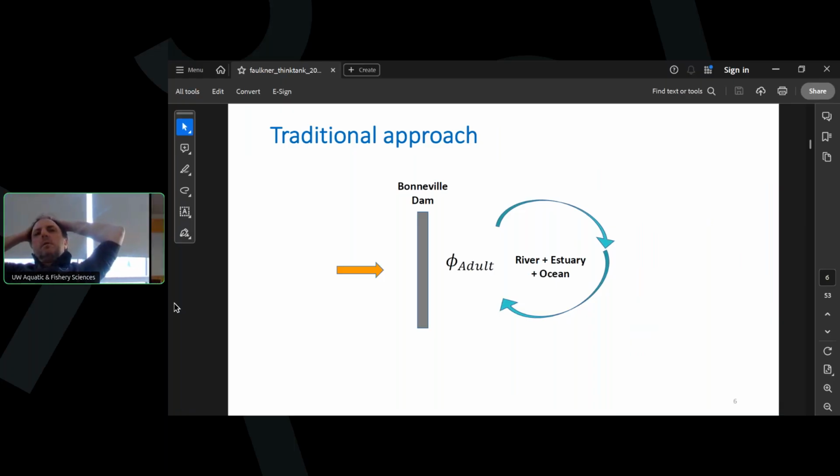But presumably phi is a function of year in these models anyway, right? You've got it as phi adult, but I mean it's phi adult by year of release or something like that. Yes, year of release. So everything's indexed on migration year, the year that they enter the ocean. Okay, next.